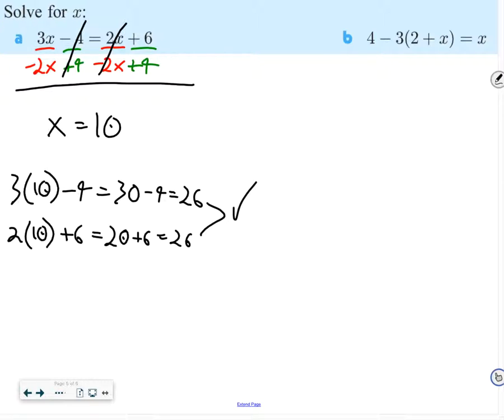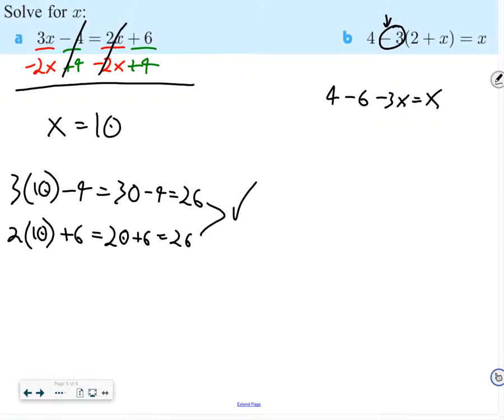Okay, so in B, the first thing I want to do is get rid of my parentheses. So I'm going to distribute my negative 3 through, making sure I carry that sign. So I'm going to have 4, negative 3 times 2 is minus 6, negative 3 times x is negative 3x, is equal to x.